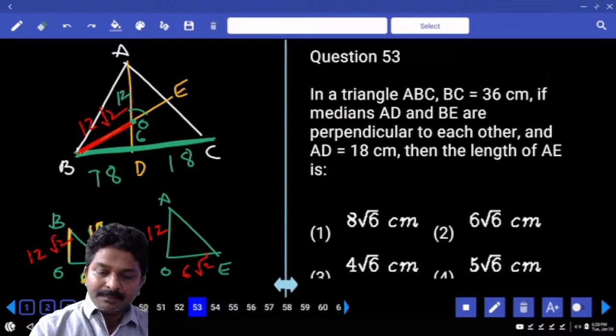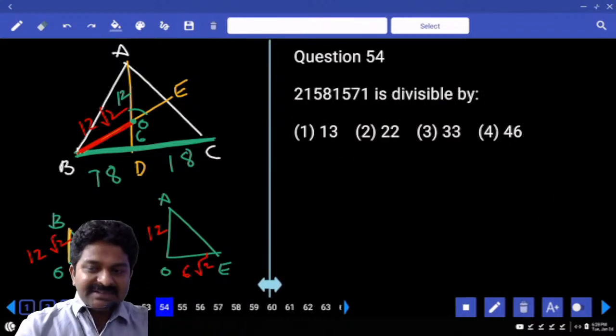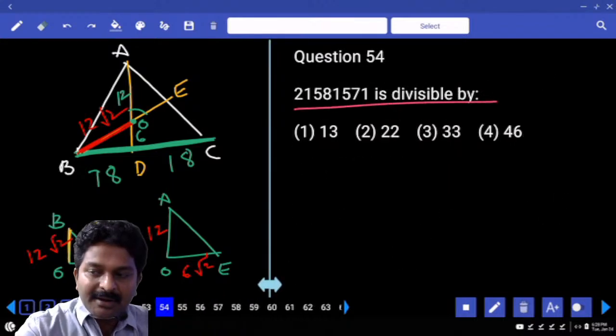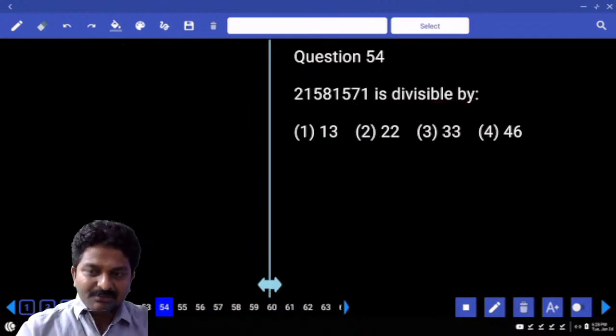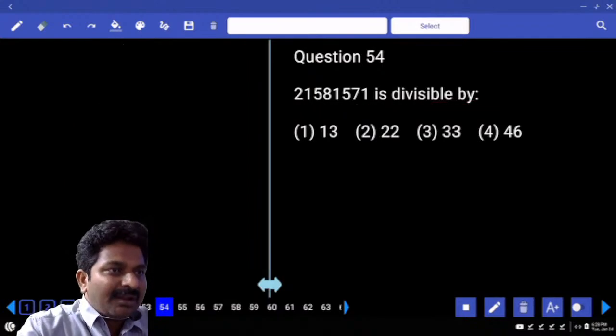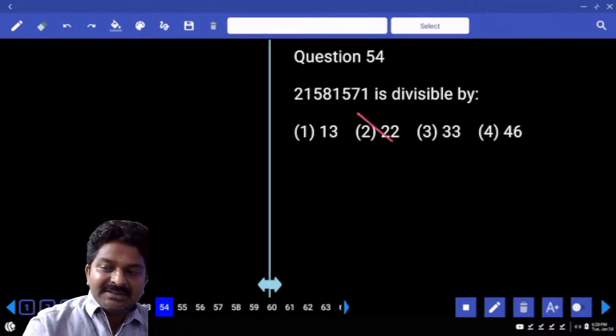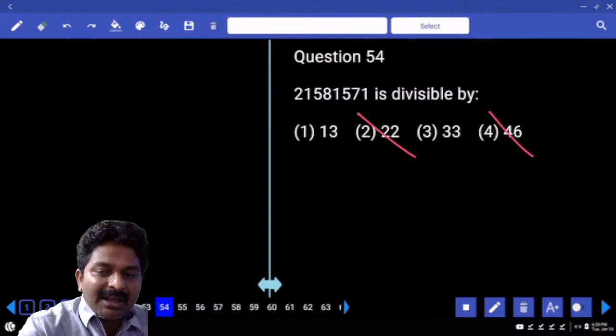Done? Is it divisible by... the moment I see, I observe the last digit. What is the last digit? 1. It is an odd number, so it can never be divisible by an even number. Second and fourth are eliminated. I'll observe 1 and 3.